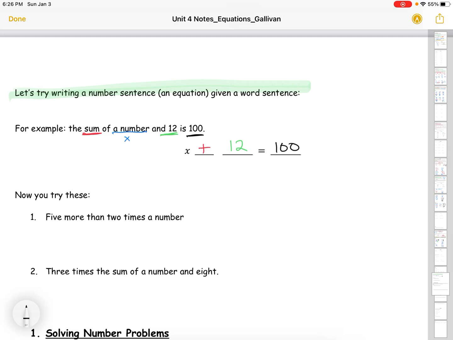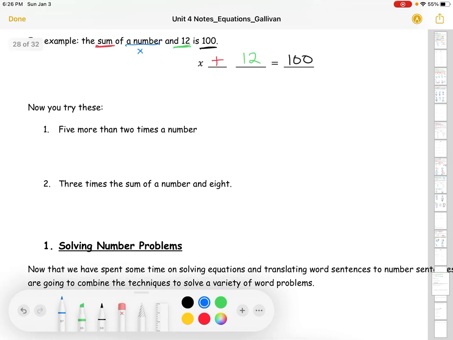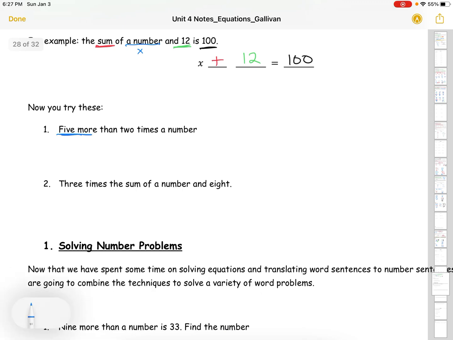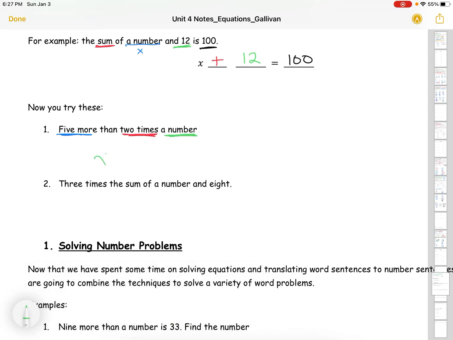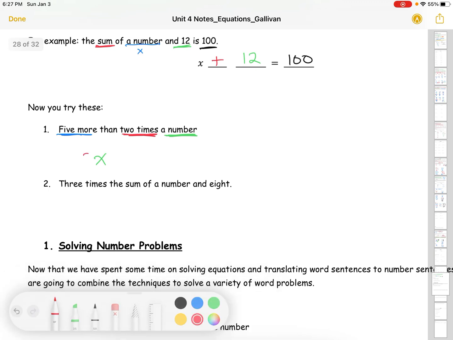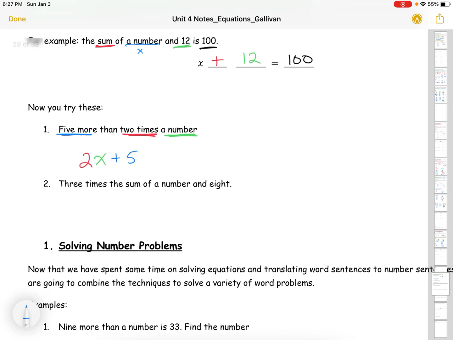Now we don't have to solve these right now, we're just writing the expressions out. So you're going to try the next two. 5 more than 2 times the number. So pause that, try it, and then press play. So we're back. So we've got 5 more than 2 times a number. So our number is x. We have 2 times x, and we want 5 more. So 2x plus 5.